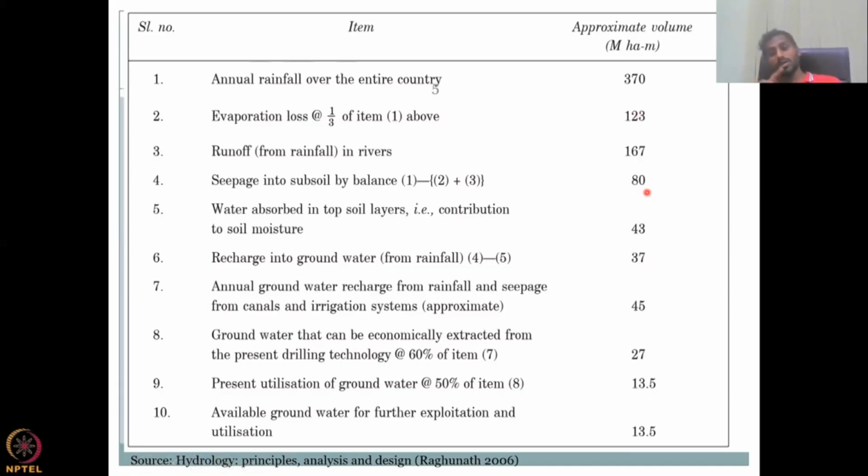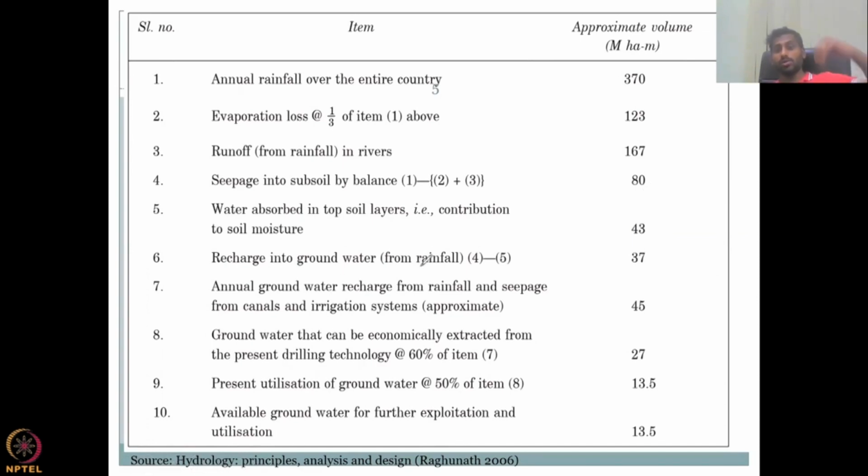See how the language is. Seepage is used here, which is basically your recharge into the subsoil, into the soil. Water observed in topsoil, contribution to soil moisture. This is also an estimate. Okay, he has put 43, and 43 is from the 80. So what is the recharge for the deeper aquifers?